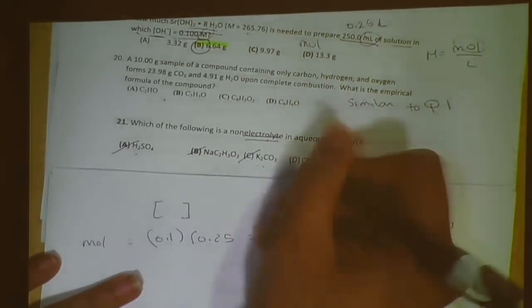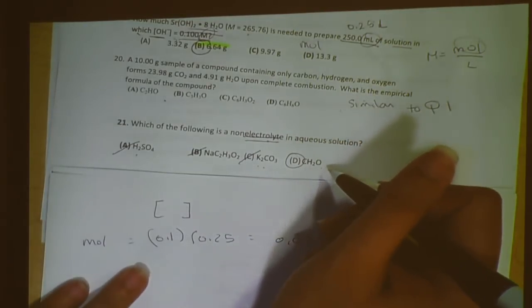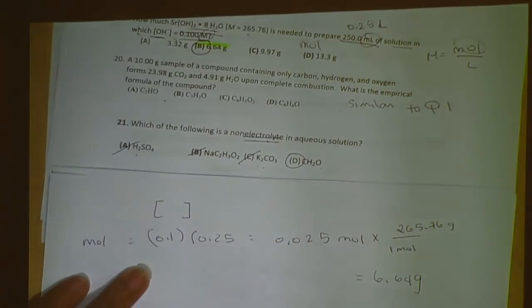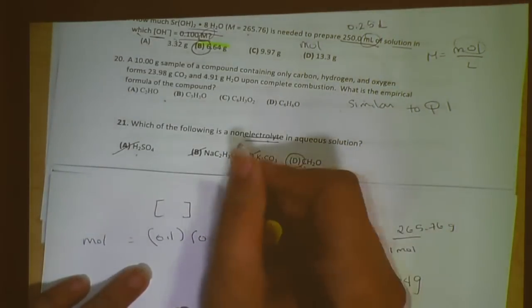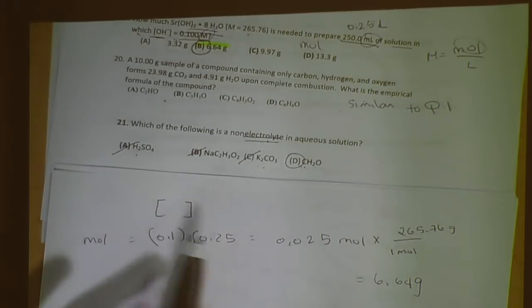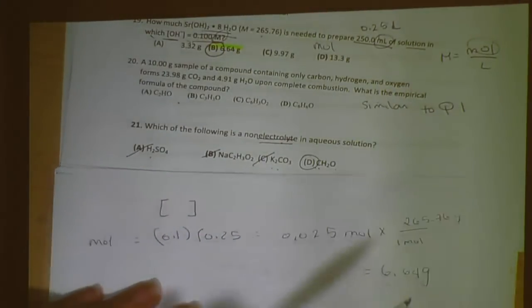So the only answer is CH2O, because this one is a molecule with carbon, hydrogen, and oxygen, which means it's a covalent molecule. A covalent molecule does not dissociate in water. So this one is going to be your answer because that's why it's a non-electrolyte. The others were either salts or strong acids or strong bases. So this one is D.